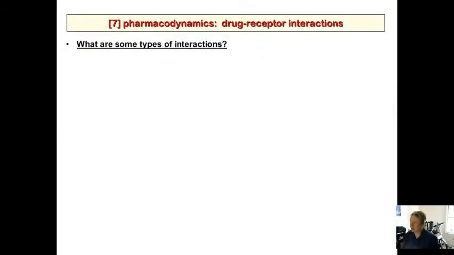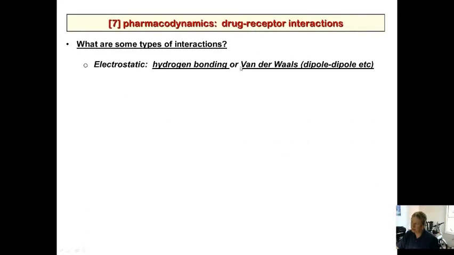Okay, so pharmacodynamics, drug receptor interactions. What are some types of drug receptor interactions? Types of interactions between a drug and a receptor. So thinking at the chemical level, and going back to your gen chem almost, how do molecules interact in general? Because a drug is really interacting with just a different kind of molecule, a macromolecule. Okay, what are some of these?